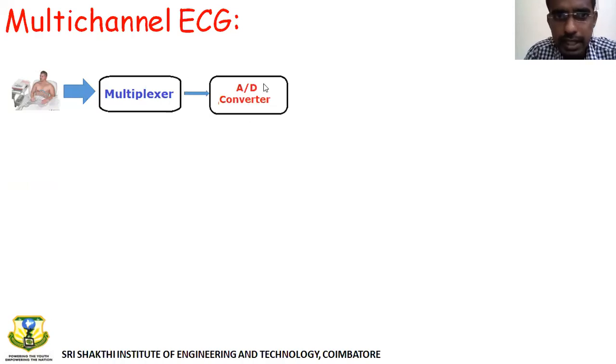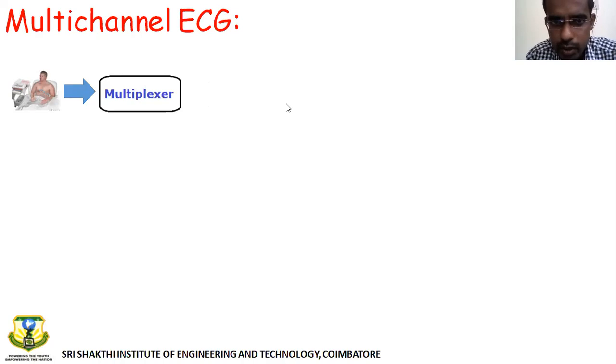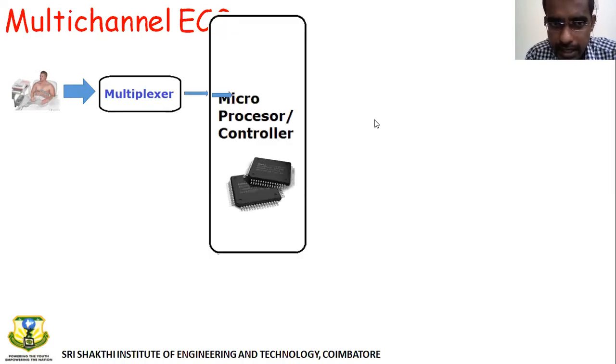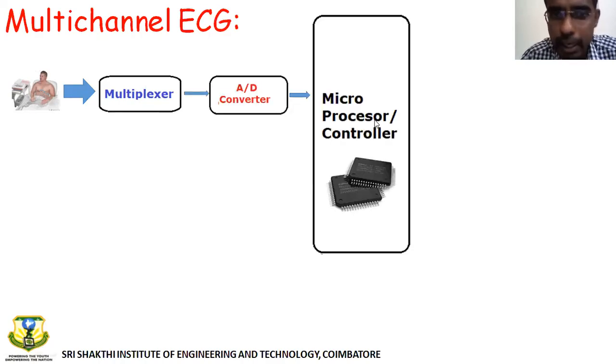So A to D is analog to digital converter. So these analog signals picked up from the body are now being digitized. So this digital signal is being given to the microprocessor or a microcontroller. I have shown you what is microprocessor or controller here. So it's a mini computer. So that will process the signal. It will store, retrieve, convert from one frame to another frame. So all these things will be done by the microprocessor.